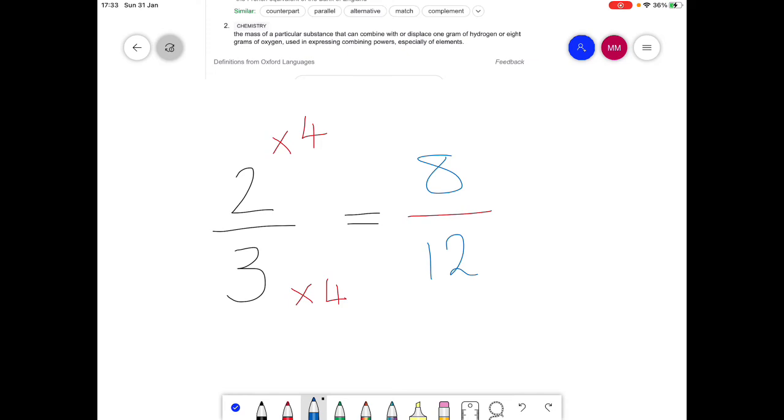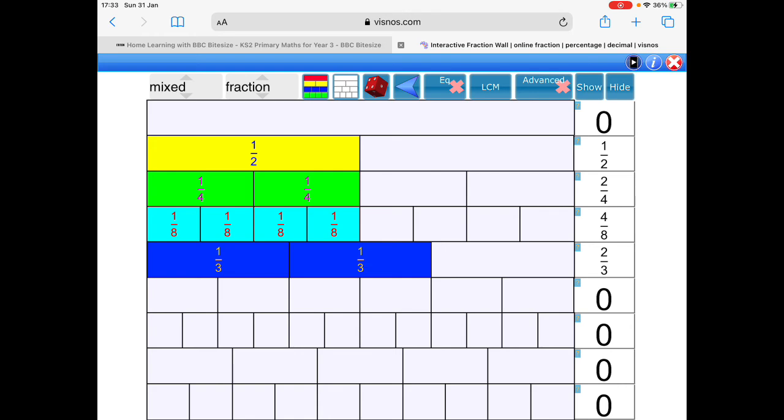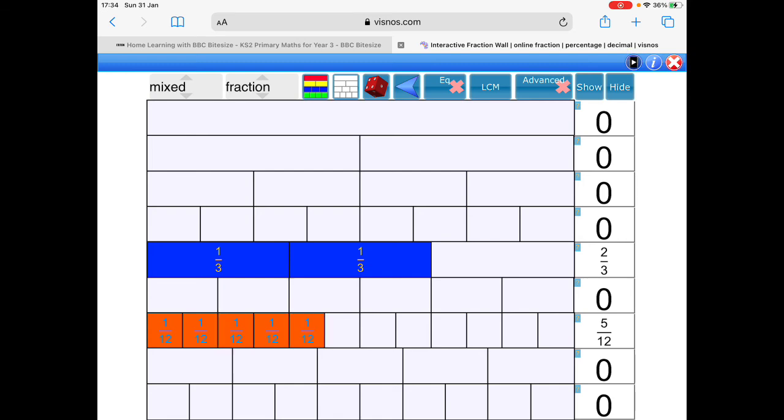So 2/3 and 8/12. So 2/3 is there. Let's see, there's 1/12, 2, 3, 4, 5, 6, 7, 8. So are they the same size then, boys and girls? 2/3 and 8/12. And yeah, they do. They cover the same amount there. So 2/3 and 8/12 are equivalent to each other.